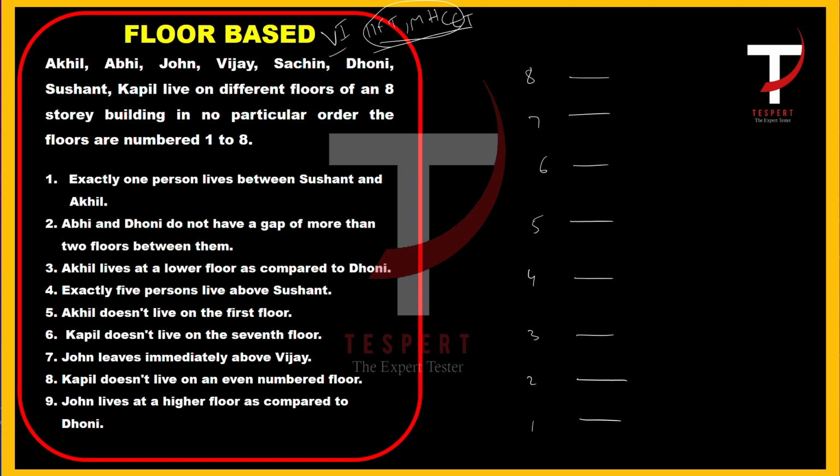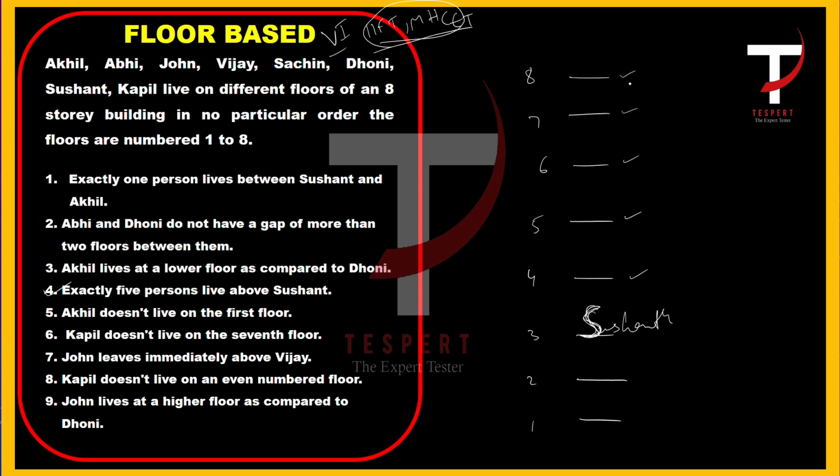Yeah. So we shall consider statement 4. Exactly 5 persons live above Sushant. So this is first, second, third, fourth and fifth. So Sushant comes here, because if Sushant comes here, then there will be exactly 5 persons above Sushant.